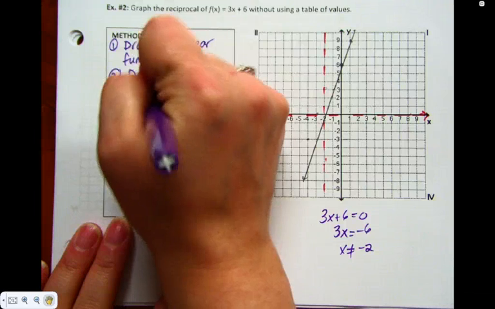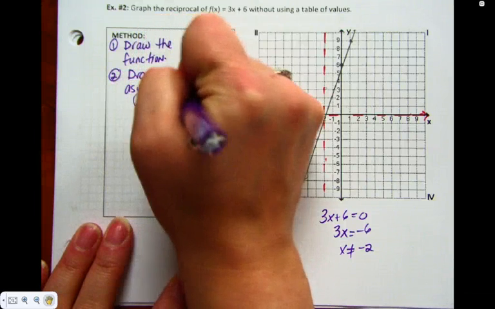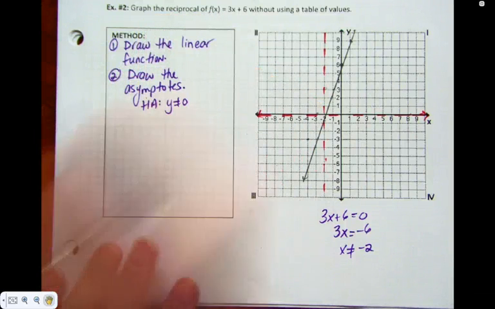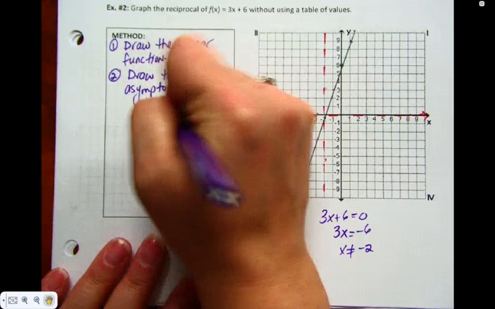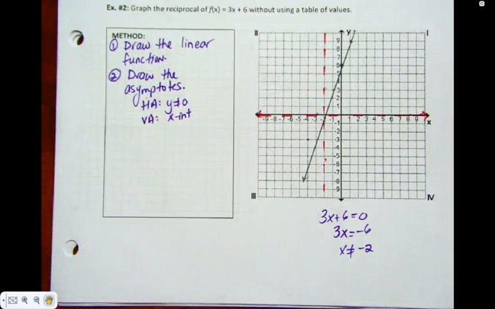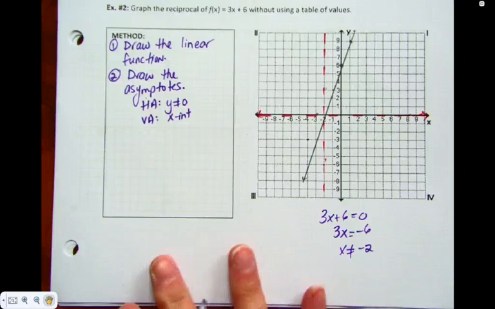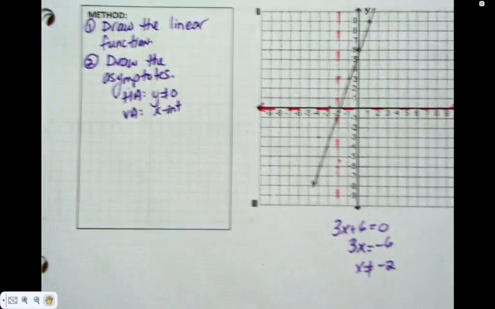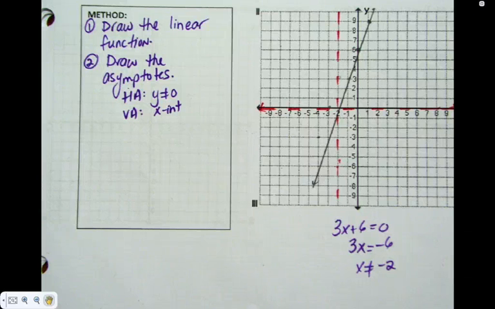So for the HA, it's always going to be at y equal to 0. For the VA, it's going to be at all the x-intercepts. HA, y equal to 0. VA will be right at the x-intercept.